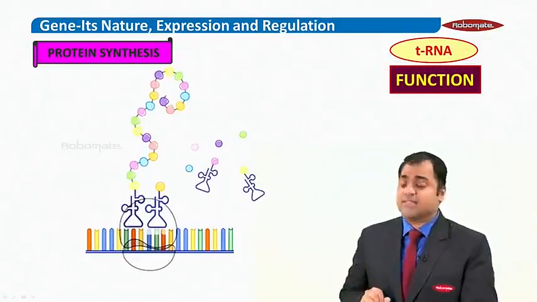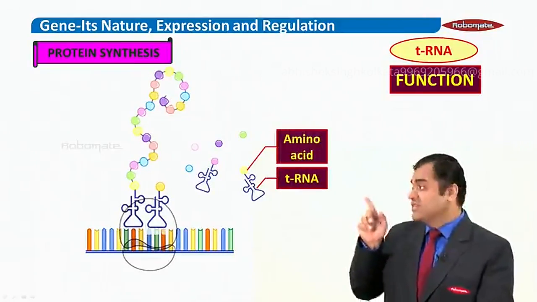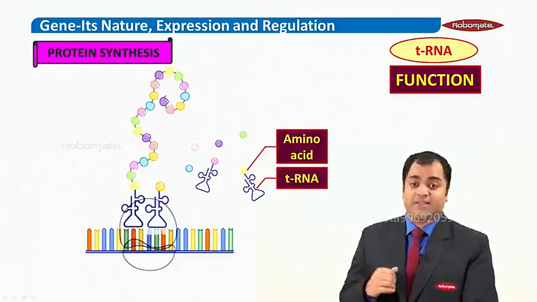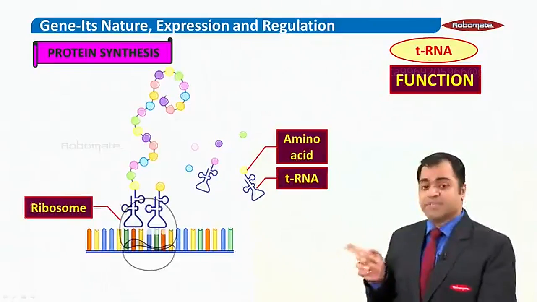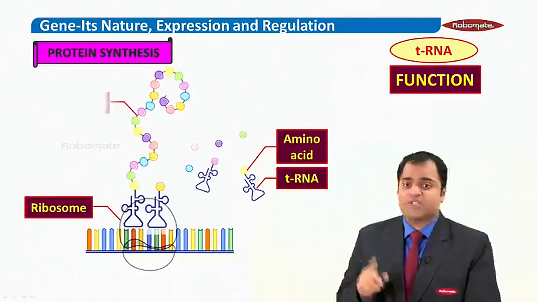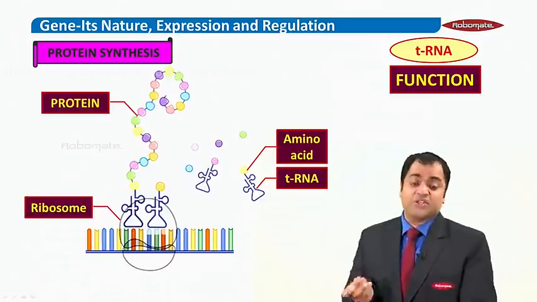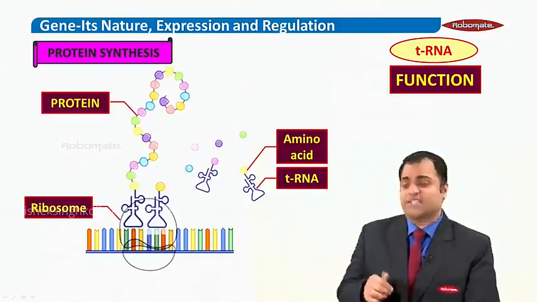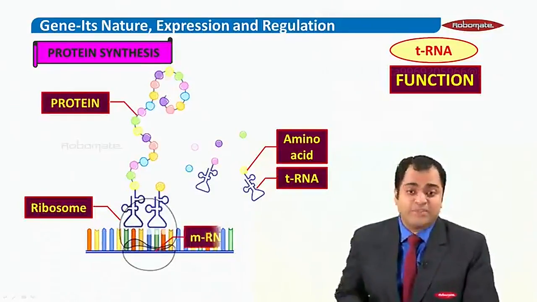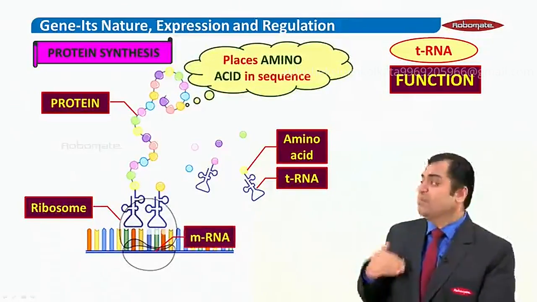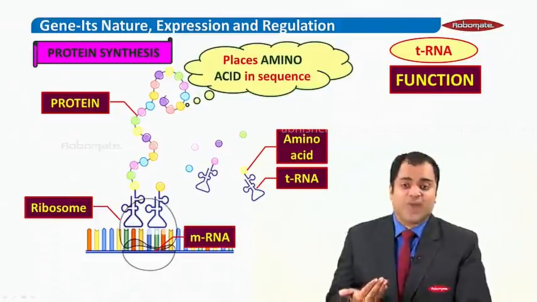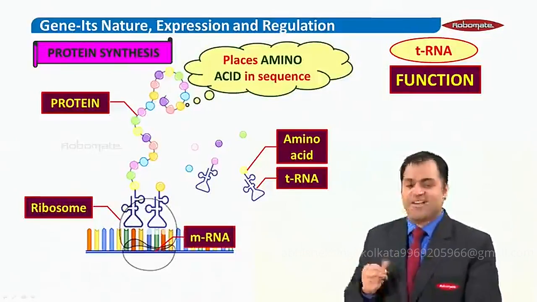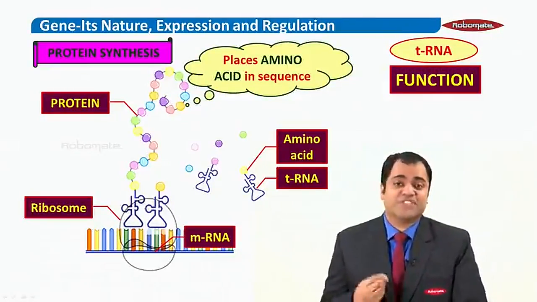Is that okay? Yes. Now the tRNA is right there and it is doing what? It is transferring or transporting an amino acid. Where will it transport? To the ribosome, right? To build up what? To build up protein. Yes? So during protein synthesis, tRNA basically transfers amino acid to the ribosome. And what does it help to do? It basically helps to place the amino acid in sequence during protein synthesis by reading the message on the mRNA. That is the main function of tRNA.